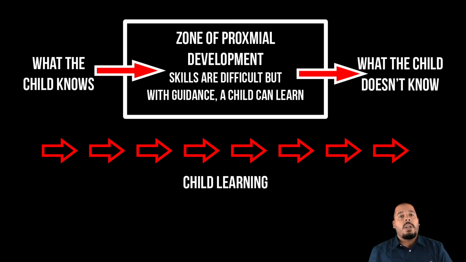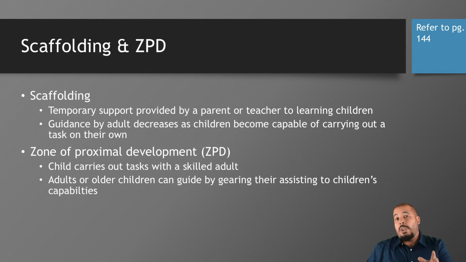This is where a child is given a task that they have the motor skills to complete, but are unsure how to complete it without guidance. A knowledgeable person, such as a parent or a school teacher, can help guide them through their ZPD and develop more skills to complete the task. Scaffolding is a technique used by knowledgeable persons such as parents and school teachers while guiding children through their ZPD. It is temporary support provided by a parent or teacher to learning children.